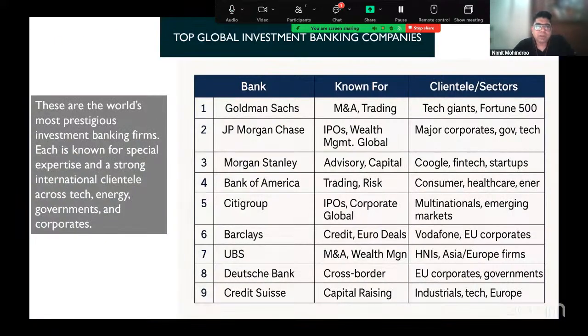Then these are some of the world's most prestigious investment banking firms, known for special expertise and a strong international clientele across tech, energy, government, and corporate. I added this slide just to give a list of certain investment banks we would all like to work with, if we get a chance, right? It also mentions what they are known for. Here you would find that most of these banks have those four core functions we have talked about, right?